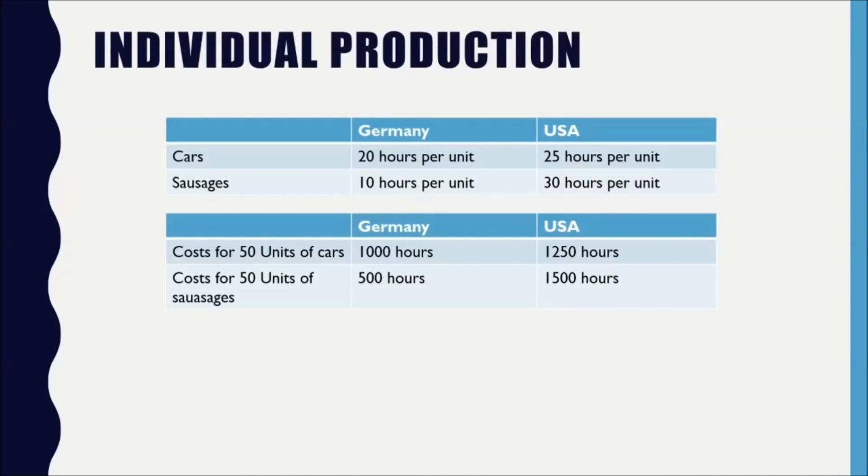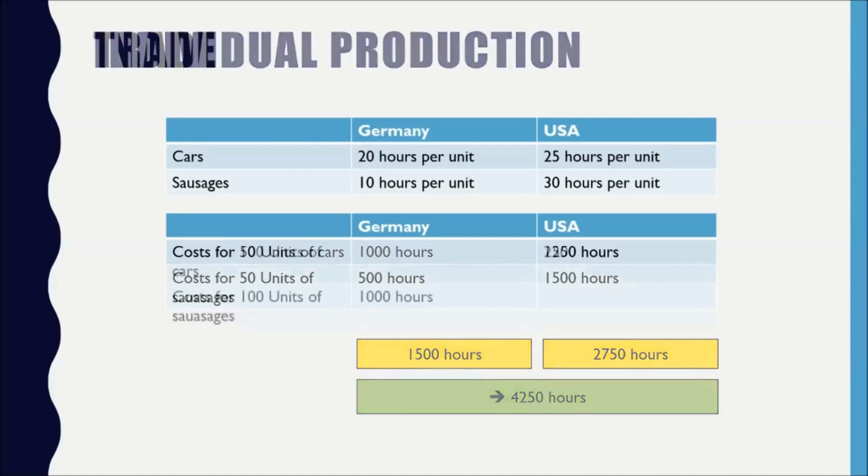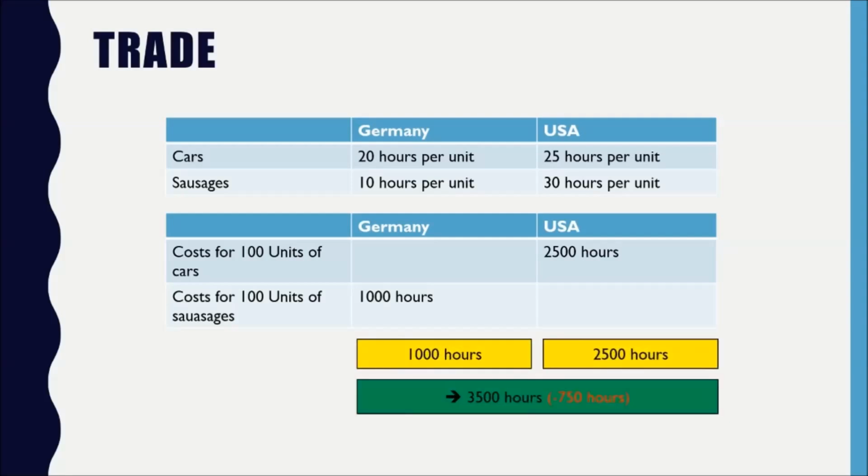If we now look at the individual production of this example, we have a total cost of 4,250 hours to produce 50 units of each good for each country. This situation is not optimal and can be improved if the countries trade. Germany has the comparative advantage on producing sausages and the USA on producing cars. Both countries produce only the good on which they have the comparative advantage. The cost for 100 units of the good is 3,500 hours.